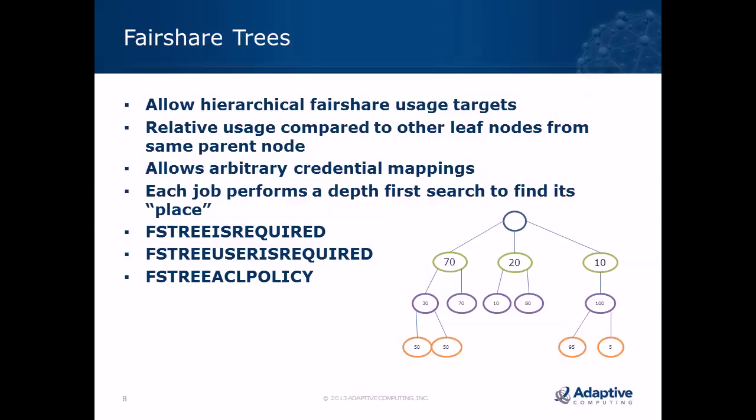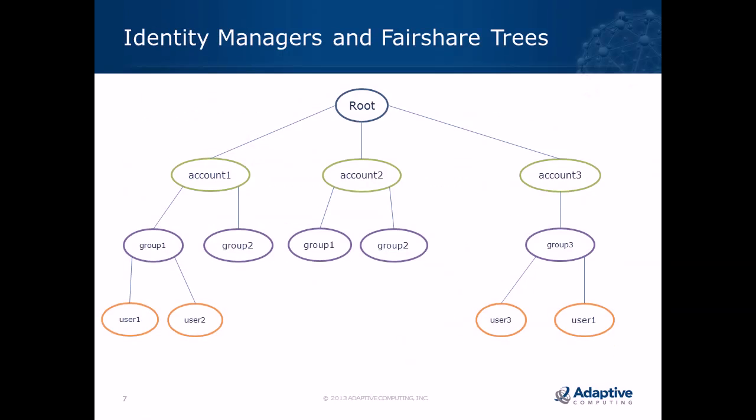Finally, yes, go ahead. What happens in the case when the user is, for example, a member of more than one account or group? Well, a job can only have one account, and it can only have one group. Exactly, that's exactly right. So the fstree ACL policy is just kind of a shortcut that says, if in my fairshare tree I've stated that user 2 is part of account 1, I don't need to put that anywhere else. Moab's going to go ahead and let user 1 and user 2 into account 1.